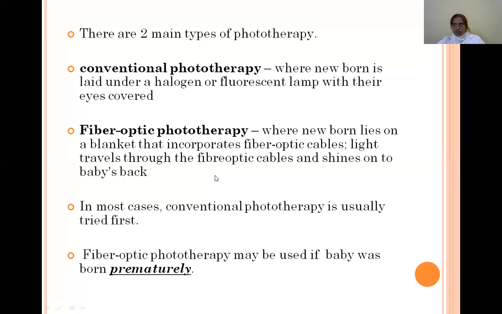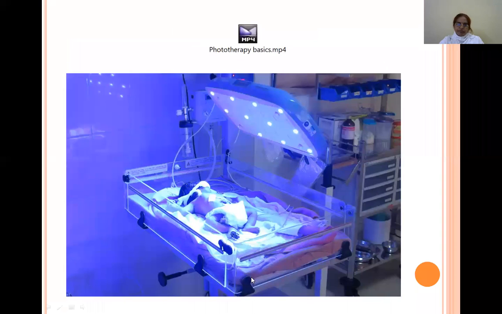In most cases, conventional phototherapy is used; it is usually tried first. The second one, fiber optic phototherapy, is used if the baby was born prematurely. This is the phototherapy machine.